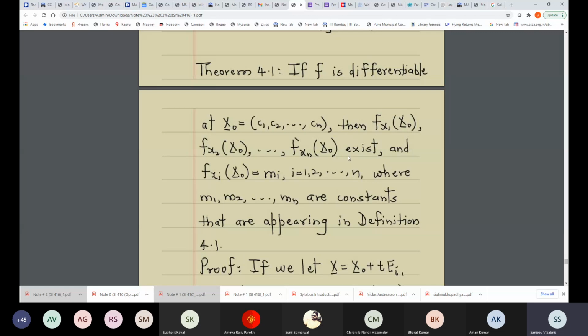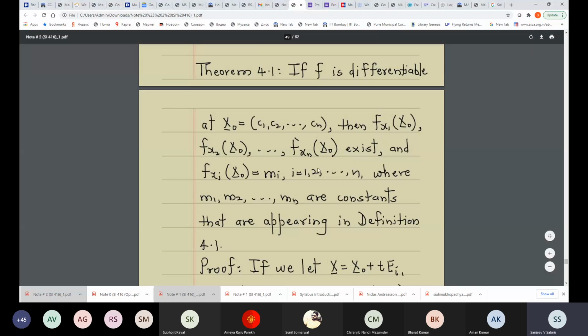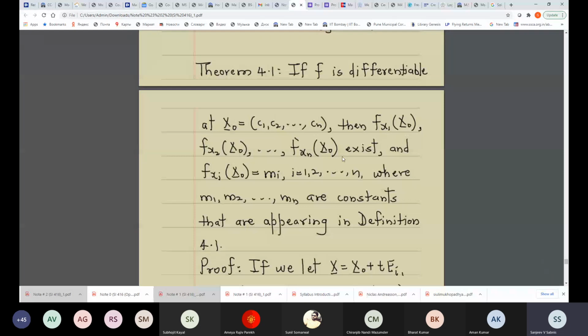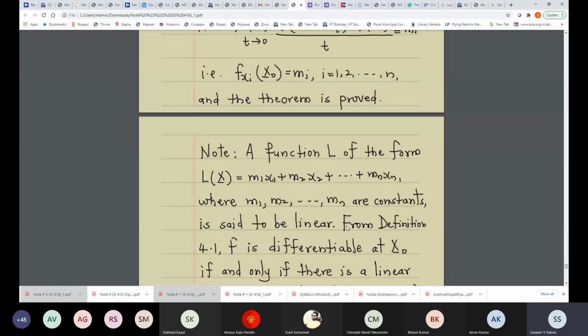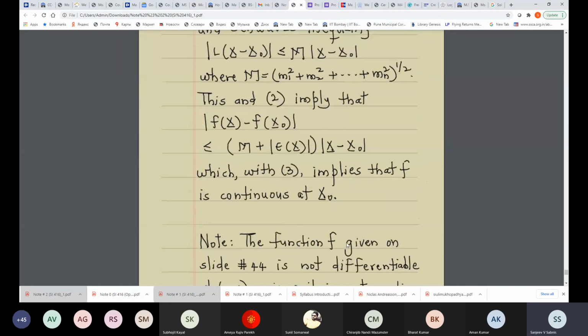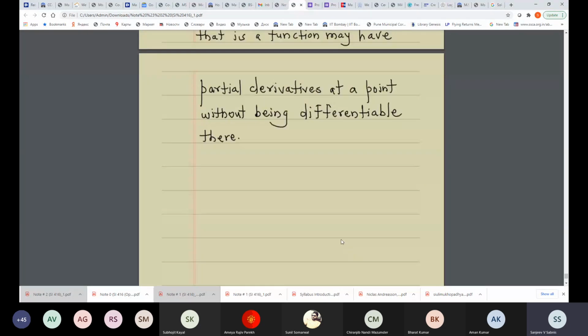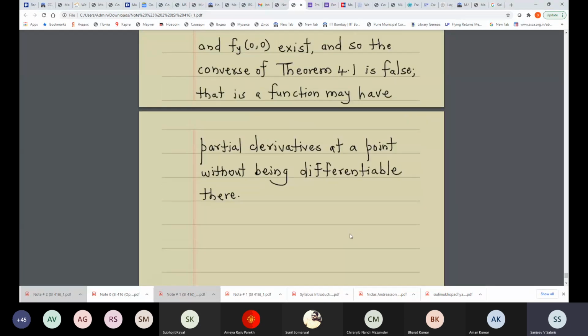Okay. So in other words, we also say that if the function is continuously differentiable, then the function becomes differentiable in the sense of definition 4.1. Okay, so I have not included it here. I'll do that. I think that part actually is missing. Okay, so now this is what I wanted to review.